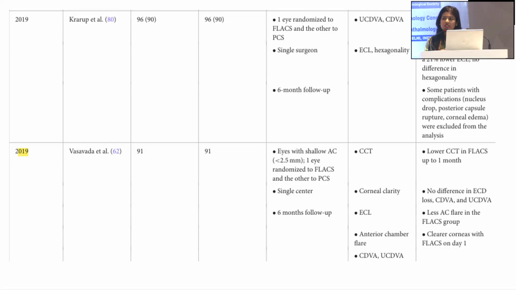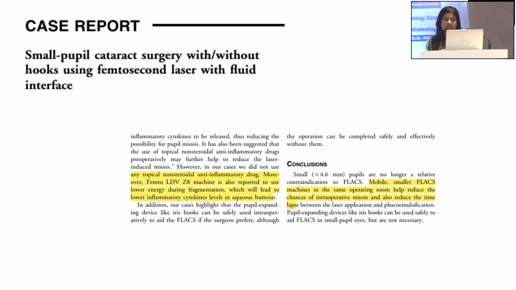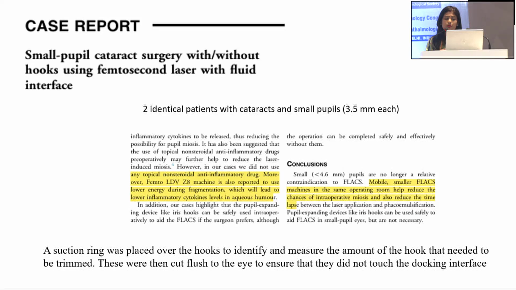So in literature, as you can see, in the various authors' work and trials like FEMCAT and FAT trial, small pupil is just a part of a larger group of sample of patients. There are a few case reports where they have also used this FLACS technique in cases of small pupils, like 3.5 mm, where they have used hooks. They cut the extra length of the hook so that the hook does not touch the docking surface, because the pupil size was 3.5 mm.